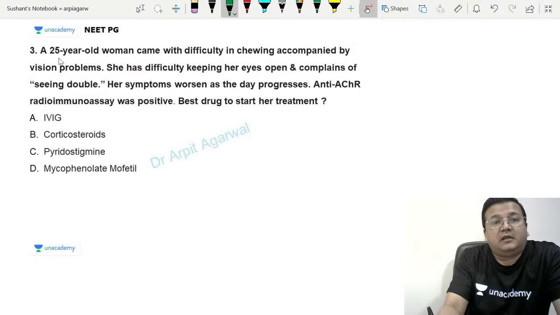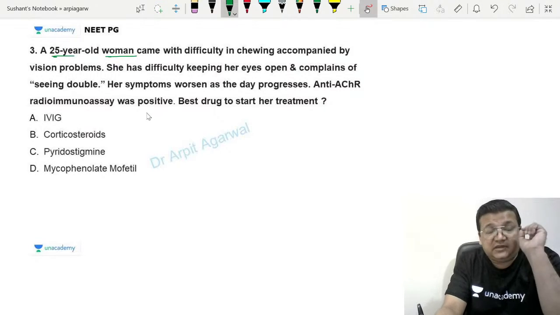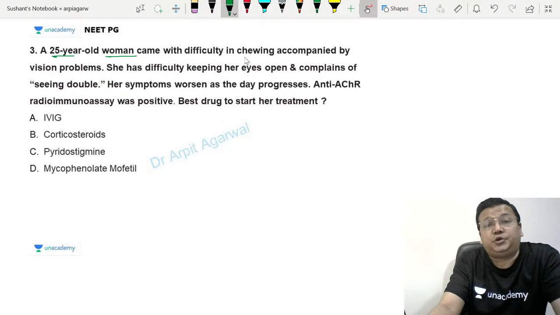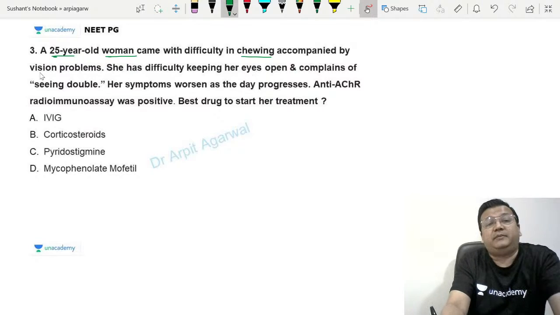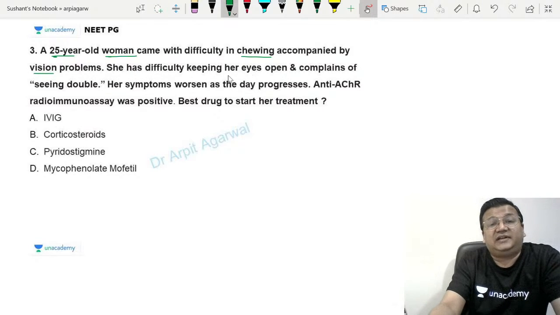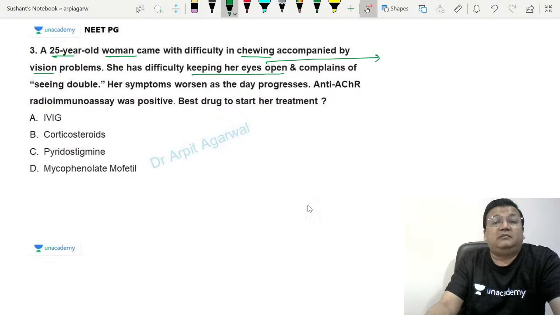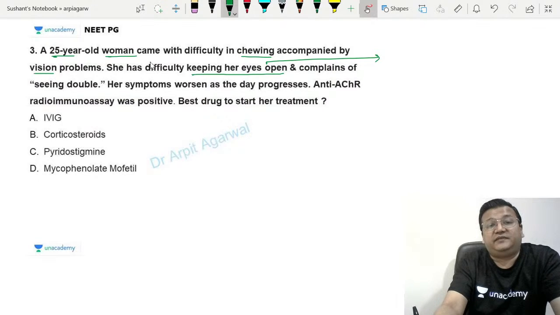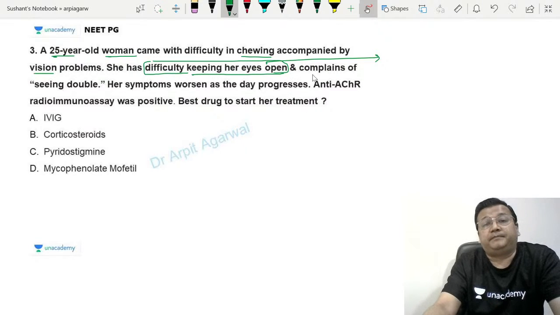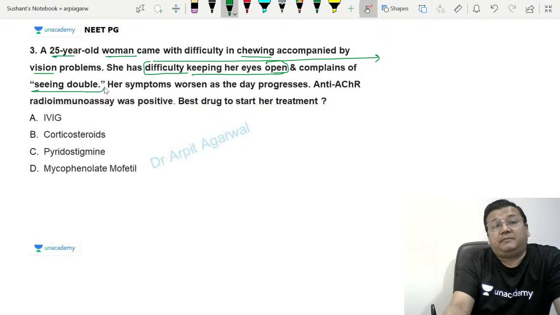Next question. Now we have a 25-year-old woman. Always I say in a clinical question, first of all, highlight the age and the sex. So we have a young woman who comes with difficulty in chewing, accompanied by vision problems. She has difficulty keeping her eyes open, her eyes are closing. What will you say this in more medical terminology? What is the symptom? And complaints of seeing double vision. What is this in medical terminology?